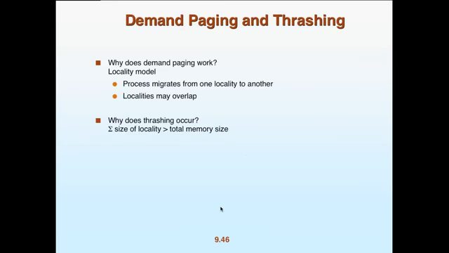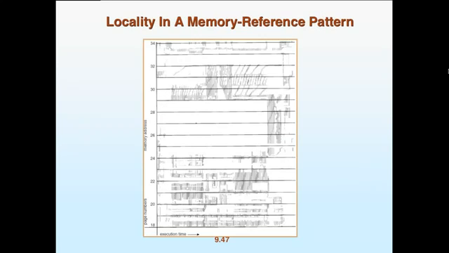So, demand paging and thrashing. Why does demand paging work? Well, it's the locality model. In terms of the locality model, a process migrates from one locality to another. Localities may overlap as well. Why does thrashing occur? Because the size of the locality is larger than the total memory size, and we don't have enough memory. So thrashing is a no-brainer. We're going to thrash when we don't have enough memory.